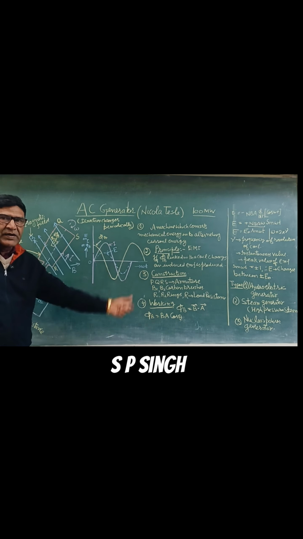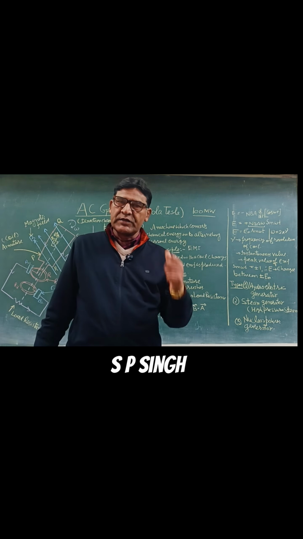Because the direction changes periodically and the magnitude changes continuously. That is why it is known as alternating current.